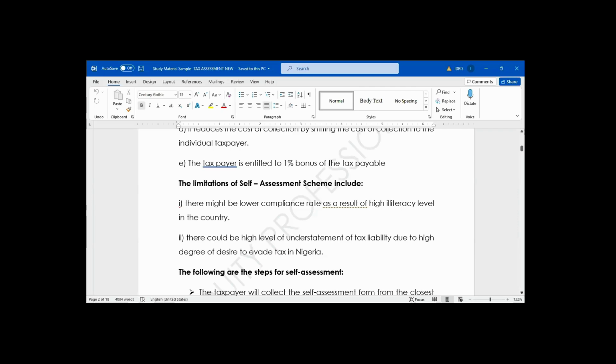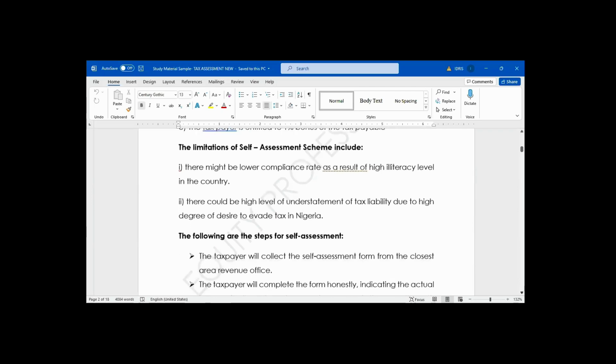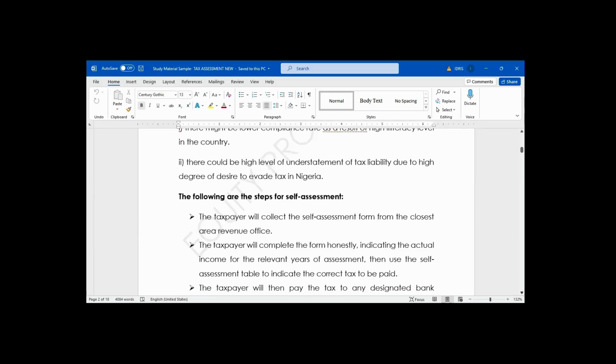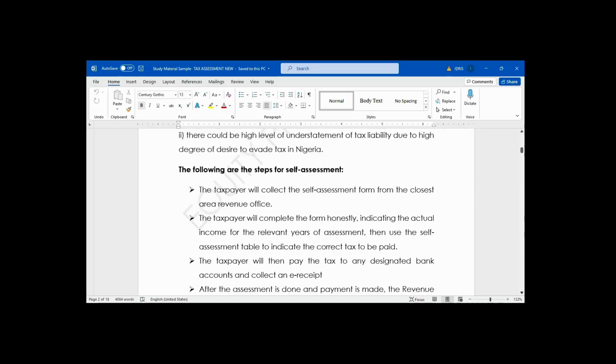Okay. So these are the limitations of self-assessment return. Now, what are the steps for self-assessment return? If a company or individual wants to file their return based on self-assessment, what are the steps that they need to follow?